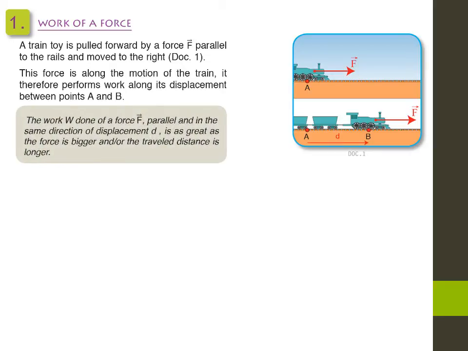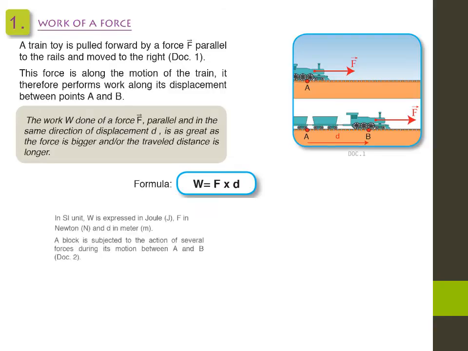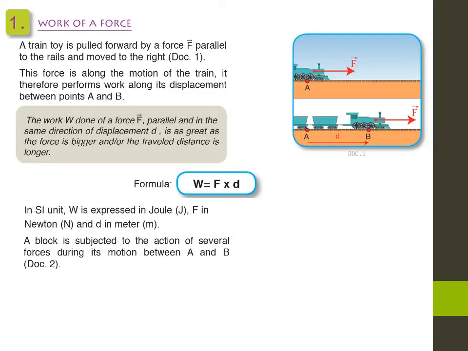The work W done by a force F parallel and in the same direction as the displacement d is as great as the force is bigger and/or the travel distance is longer. Work done is equal to the magnitude of the force times the distance. In SI units, work is expressed in joules, F in newtons, and d in meters.